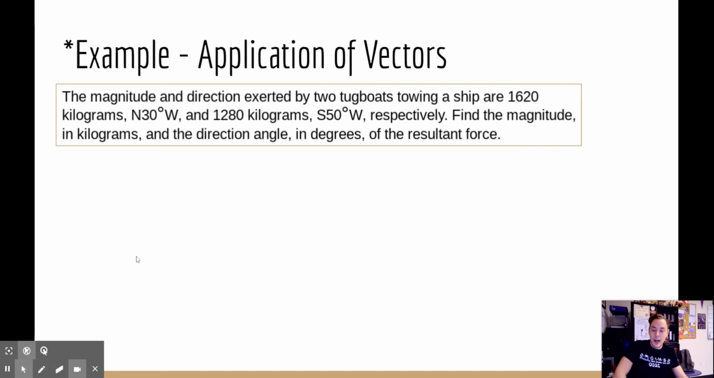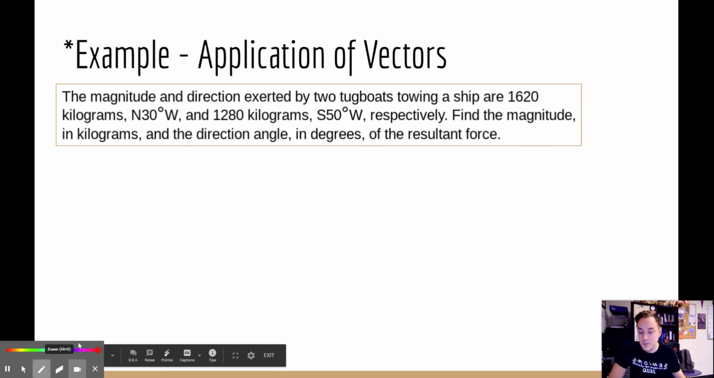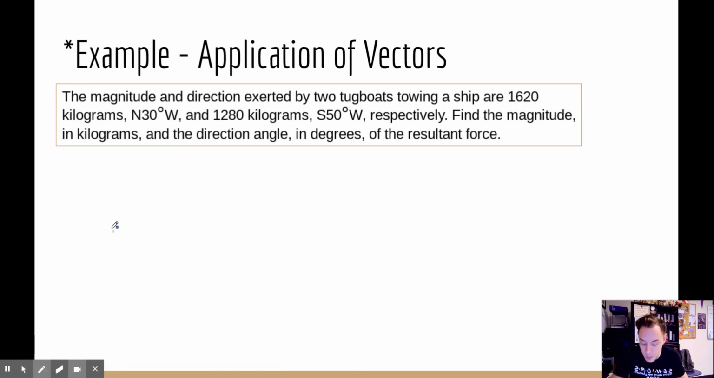So how do I go and do this question? Great question. First things first, I want to write out what I want to find. Actually, let's label what we have. We're given two forces. Force 1 is 1620, and force 2 is 1280.